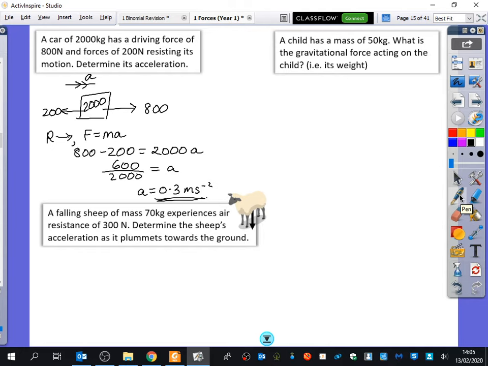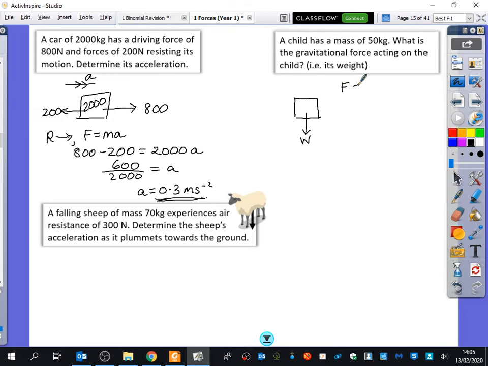Charmaine, looking this way, yeah? It says a child has a mass of 50 kilograms. What is the gravitational force acting on the child? What is its weight? So I'm going to draw a lovely picture of a child, which is here. And we've got some force, which is the force that you feel to gravity. We know that that's going to be the weight that you have, okay? So I'm going to call that the weight that's pulling down. And you can just imagine this child is just, we're trying to say, what is this weight equal to?